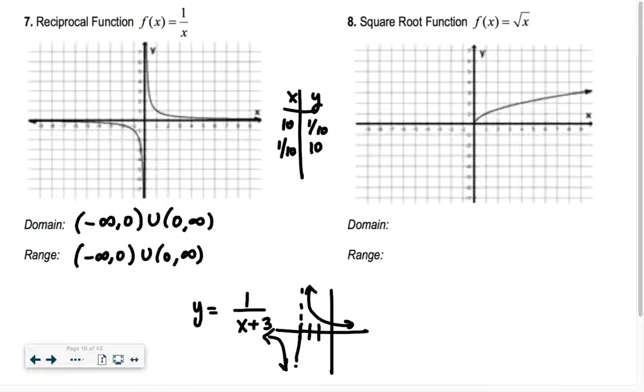Okay? All right, so the square root function. The square root function starts at 0, 0. That is a filled-in circle there because we can take the square root of 0. So our domain is bracket 0 to infinity, and our range is bracket 0 to infinity as well.